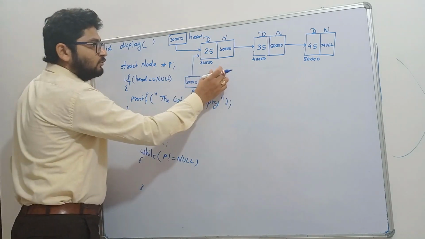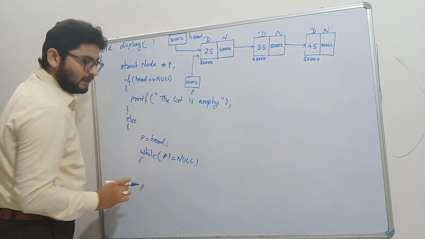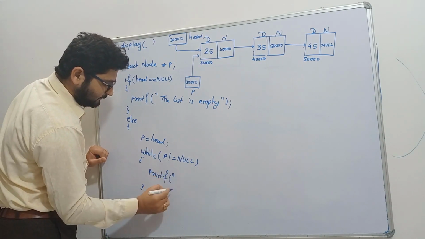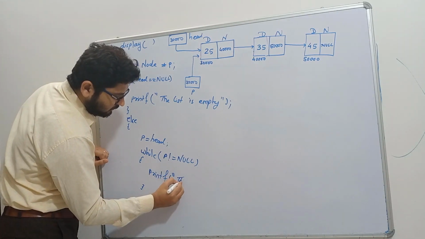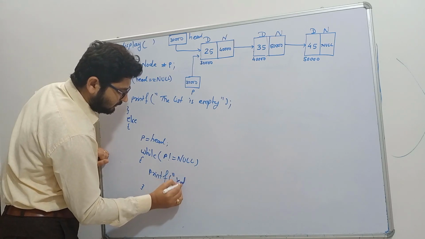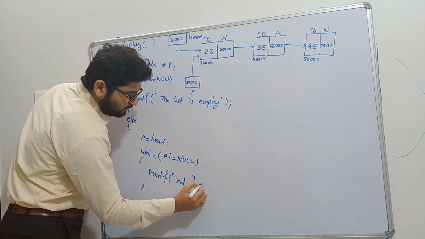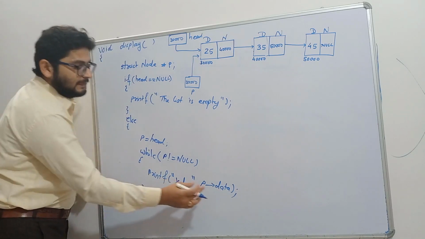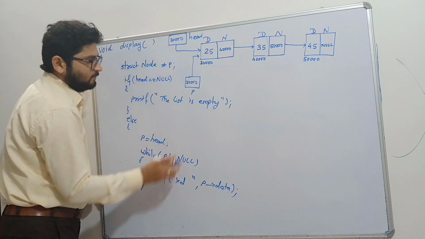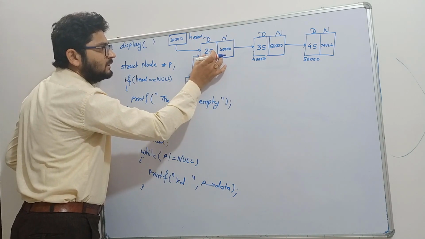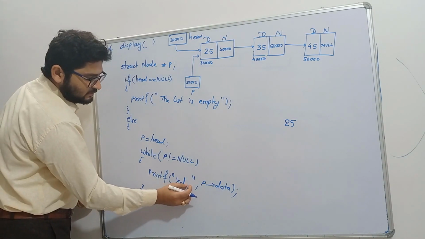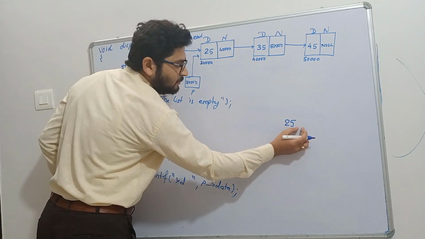So first thing we are going to do, we are going to print the data part of this node, right? So for that I have to write printf "%d ", P arrow data, right? What is the meaning of P arrow data? The data part of the node to which P is pointing. Now P is pointing to this node and the data part of this node is 25. So 25 will be printed. And after %d I have printed a space over there. So after 25 there will be one space.